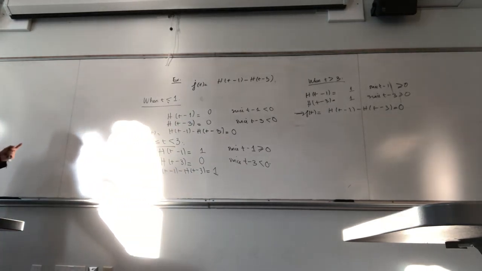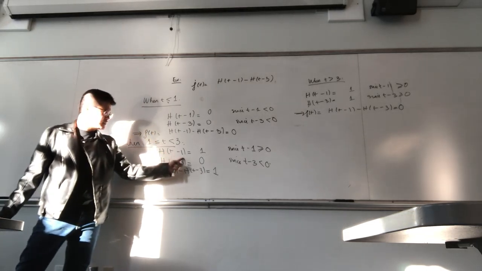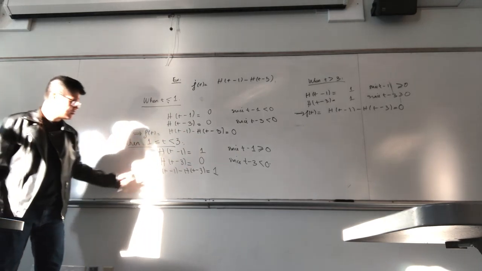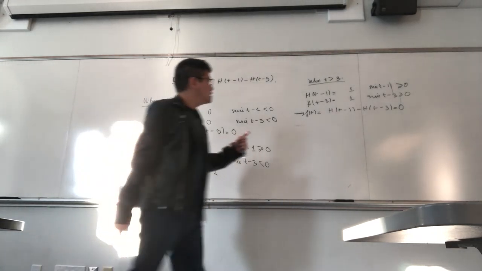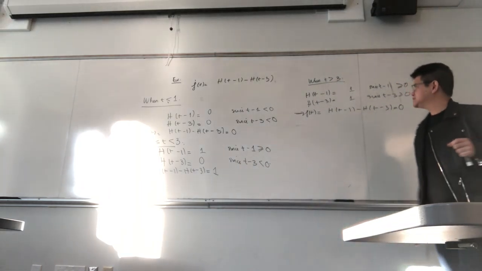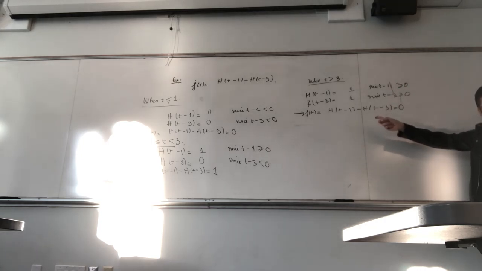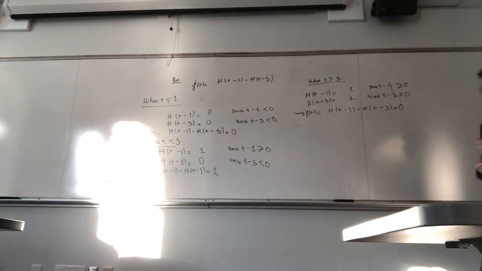The second case is t bigger than 1 and smaller than 3. In this case, h of t minus 1 is 1 because t minus 1 is positive, and the other one is still 0. So the difference is 1. The third case is t is bigger than 3. In this case, h of t minus 1 and h of t minus 3 are both 1, which means that f is 0.